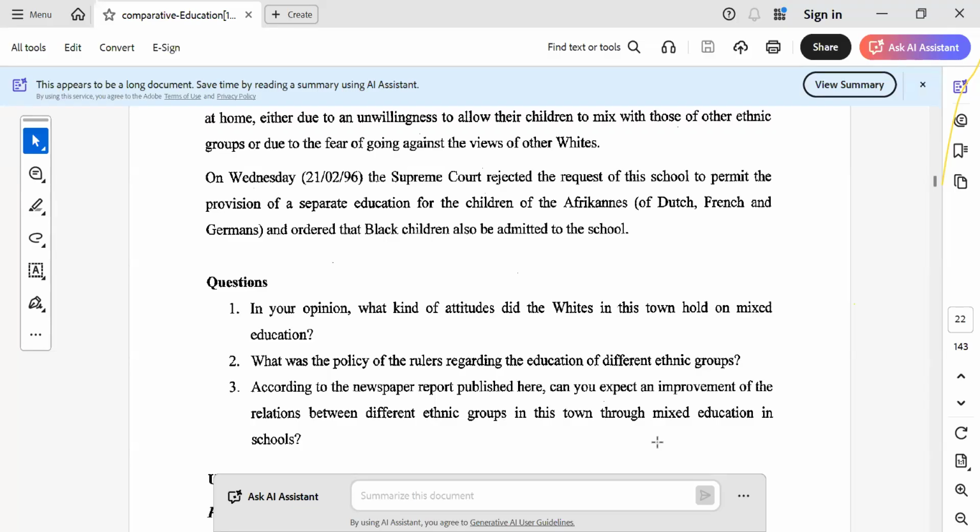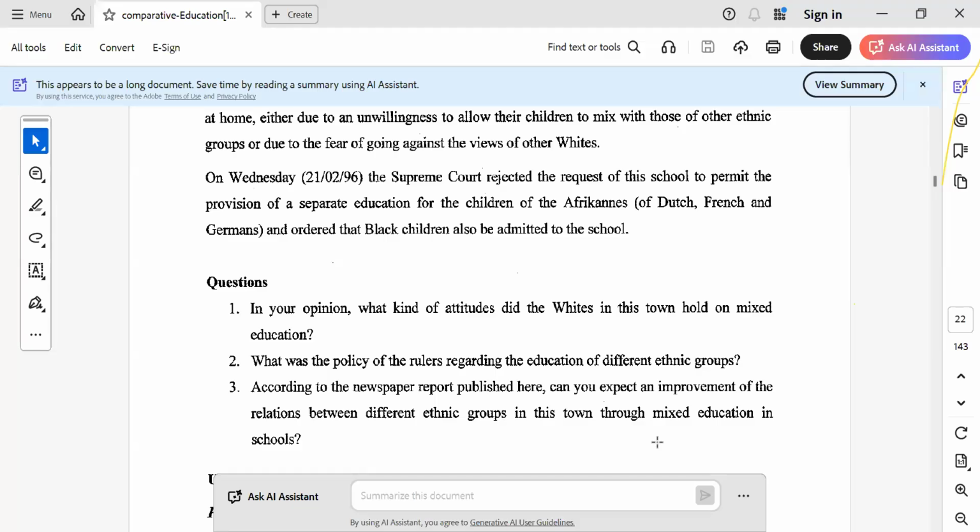So according to the newspaper report published here, can you expect an improvement of the relations between different ethnic groups in this town through mixed education in school? Whether this situation can improve by enforcing this policy. What is your idea? We cannot expect an improvement.